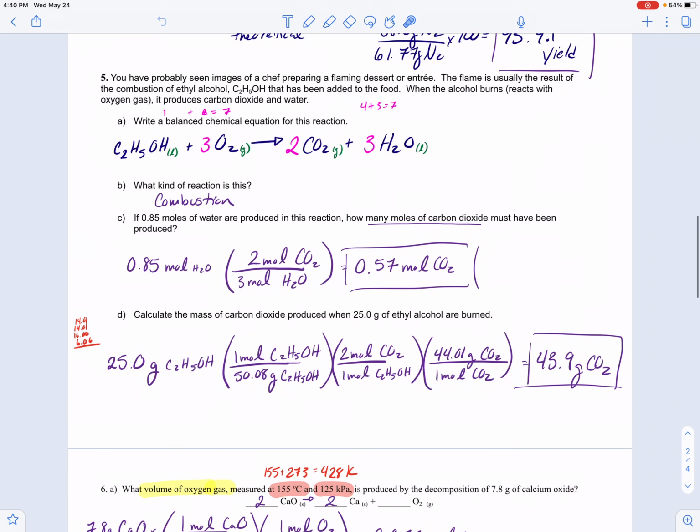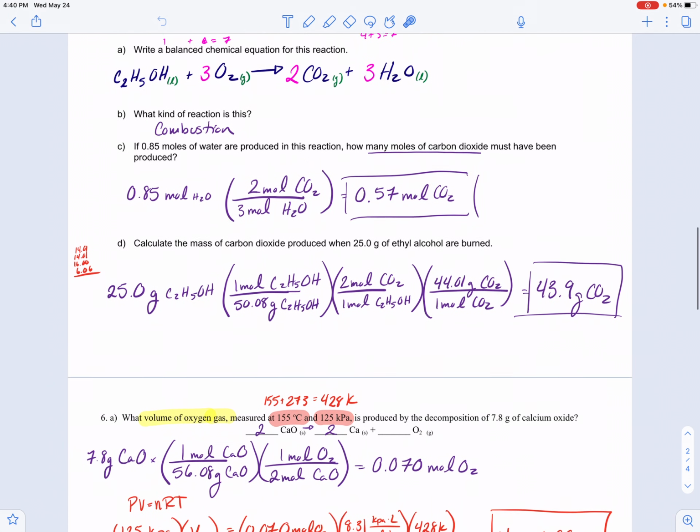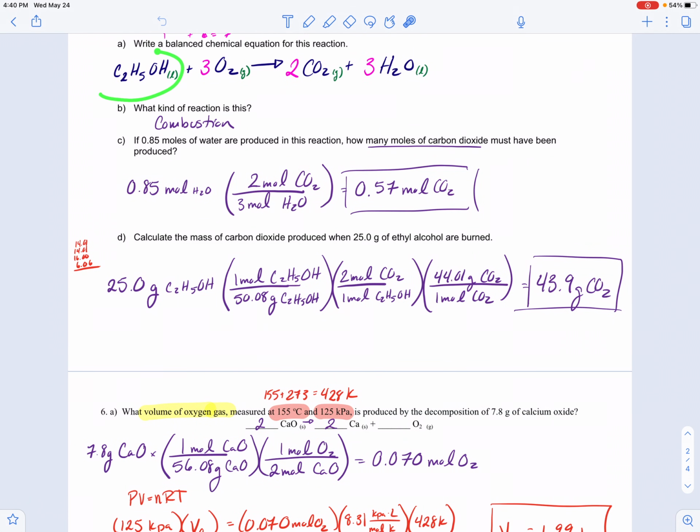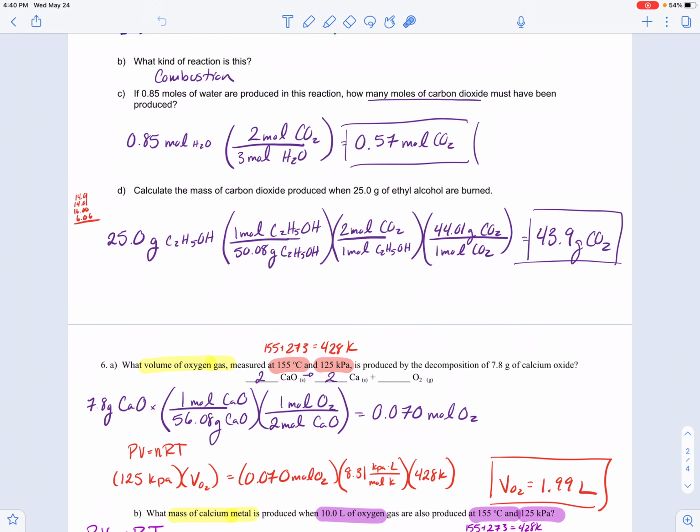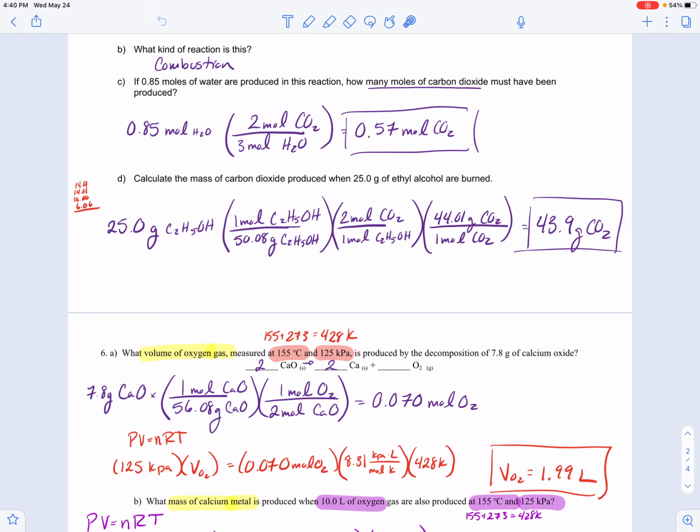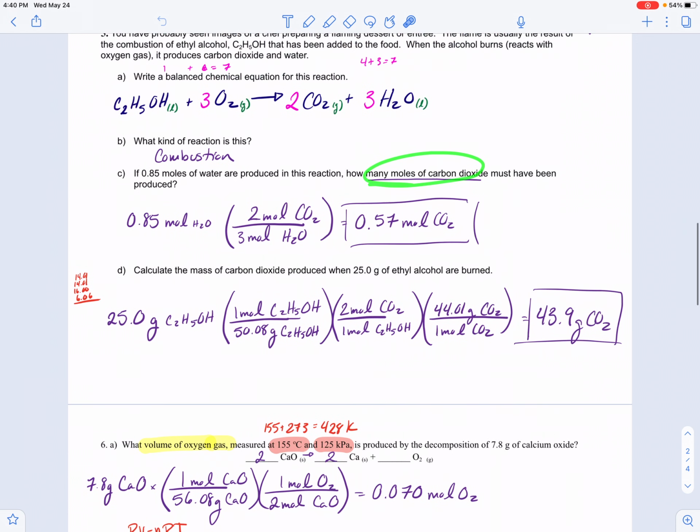This reaction is a combustion reaction. You can tell because I wrote it in the problem name. So, also, anytime you have a hydrocarbon reacting with an oxygen, creating CO2 and H2O, it is going to be a combustion reaction. The next question is asking you if you have 0.85 moles of water, how many moles of carbon dioxide do you produce?